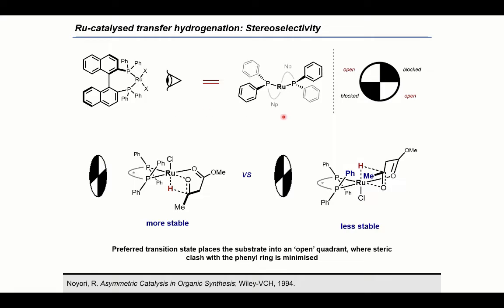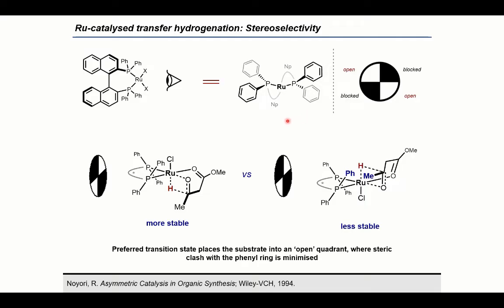From this angle, we can divide the four corners of the catalyst into two open quadrants and two closed quadrants. The closed quadrants are the ones that are already filled with a phenyl ring protruding from the phosphorus atom, whereas the open quadrants are unoccupied because the phenyl ring is pointing away from the metal center. If we are a substrate, we want to fit into the open quadrants, where steric clash is minimized. Let's look at that closely.